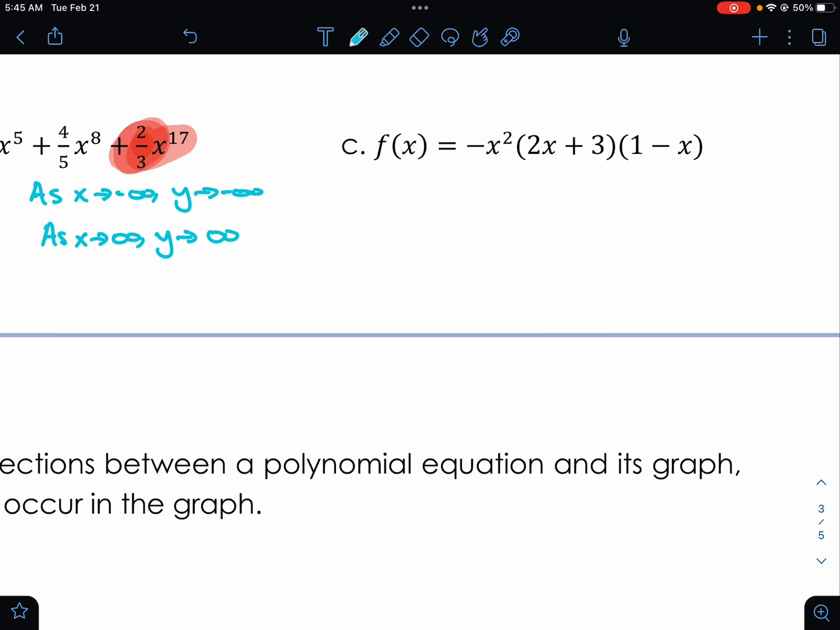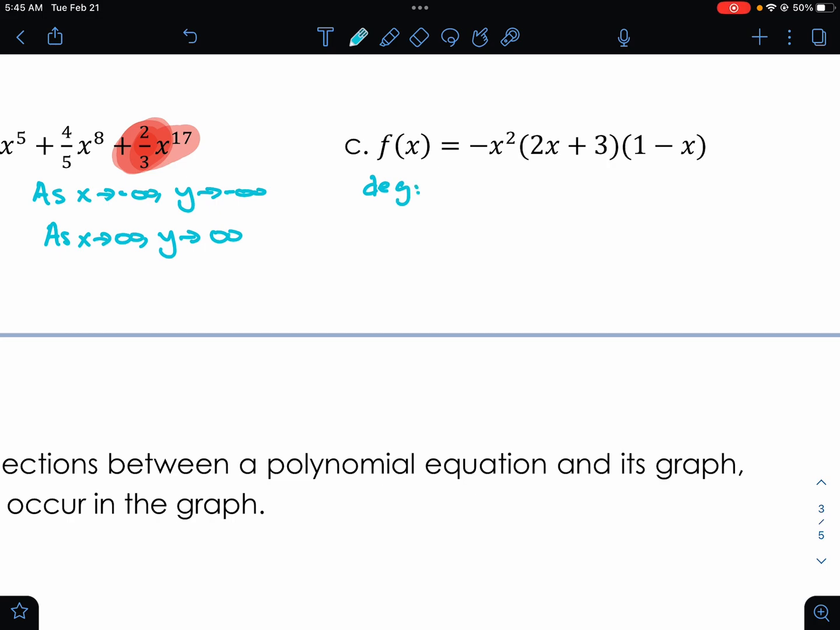And then for this last one, it's a little bit hidden here, so you need to figure out your degree. Our degree here would be, you have an x squared, x to the first, and an x. So that's going to be 2, 1, and 1. That means our degree is 4. Our leading coefficient is going to be -1, 2, and another -1. So you have -1 times 2 times -1. That's going to be equal to 2. So our leading coefficient is just positive 2.